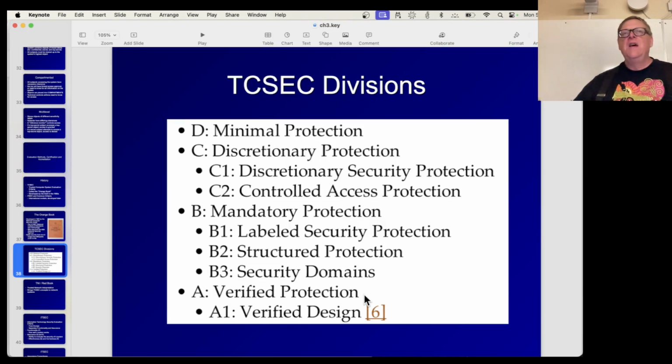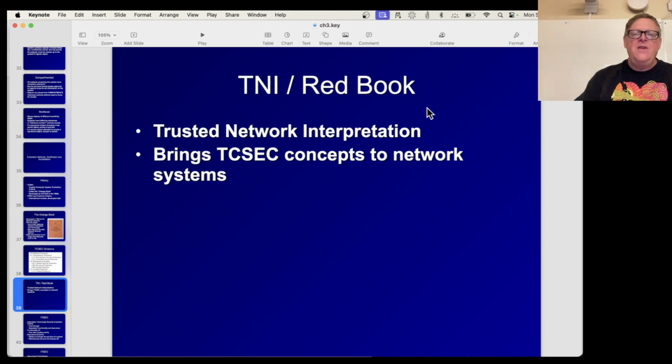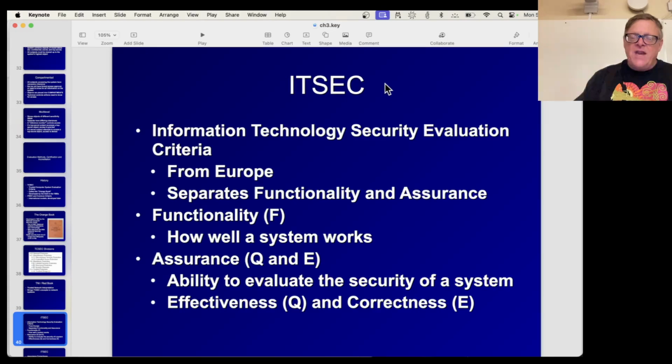That's the way it always is, so that you measure the success of your security system and constantly improve it. That's the idea. Then there's the Red Book, which was the Trusted Network System, which is the same concepts for network systems. And ITSec from Europe separated functionality and assurance. So functionality is how well it works, and assurance is effectiveness and correctness of the security of a system.